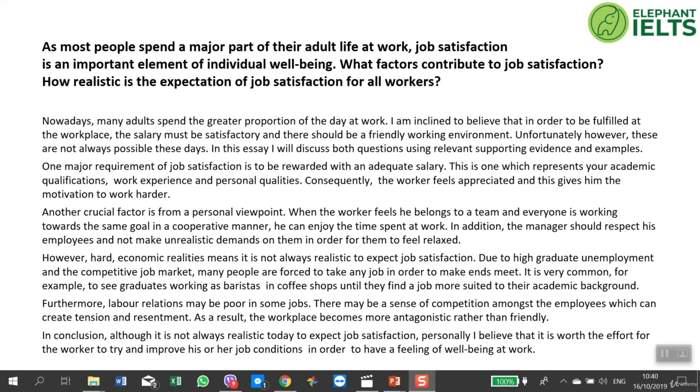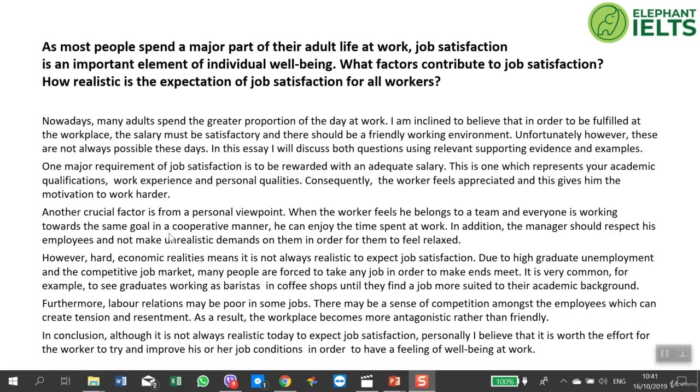I'm inclined to believe that in order to be fulfilled in the workplace, the salary must be satisfactory and there should be a friendly working environment. Unfortunately, however, these are not always possible these days. So you see 2 brief sentences which answer both questions, and then the thesis statement. In this essay, I will discuss both questions using relevant supporting evidence and examples. So, an easy to follow introduction for your 2-question essay. Now for the main body.